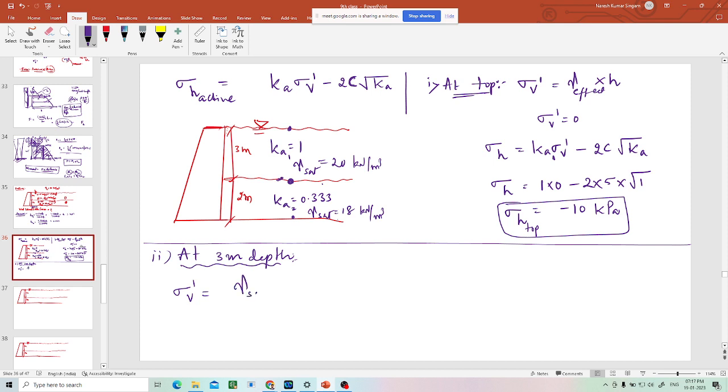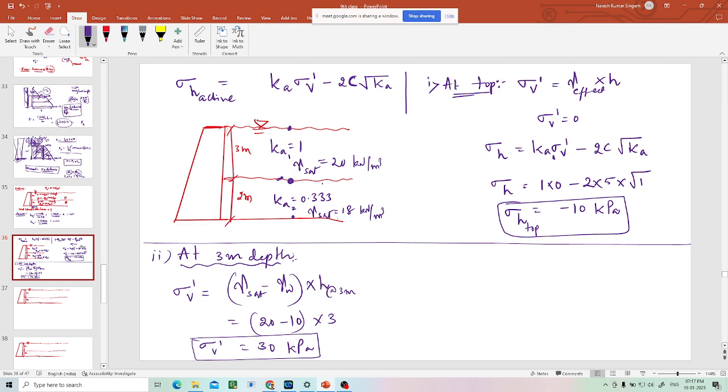You just have to take gamma sat minus gamma w multiplied by h, at 3 meter. It is nothing but 20 minus 10 multiplied by 3. What is the value? Sigma v dash is 10 into 3, which is 30 kPa. At the top it is 0 kPa. These stresses are also in kilonewton per meter square.